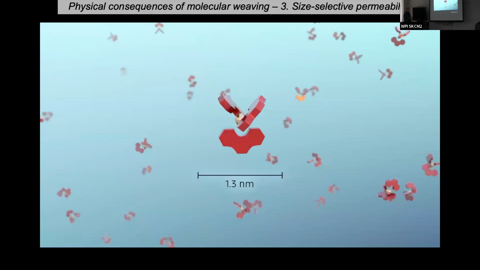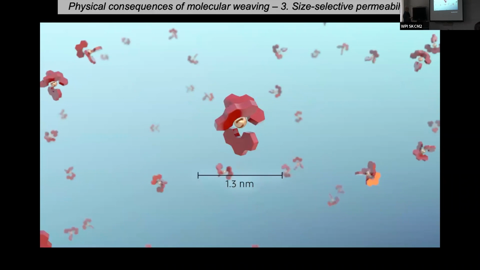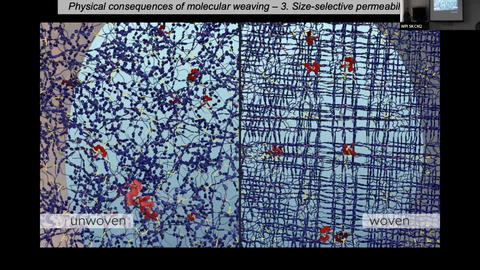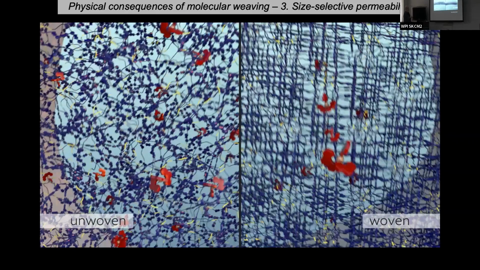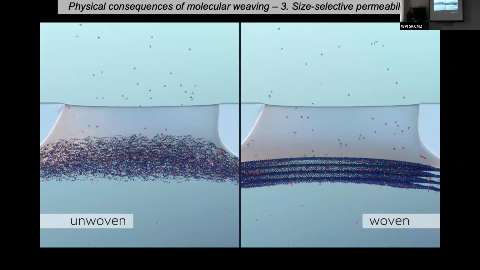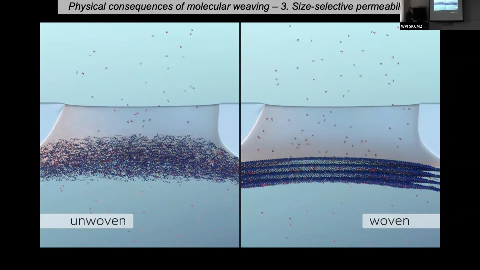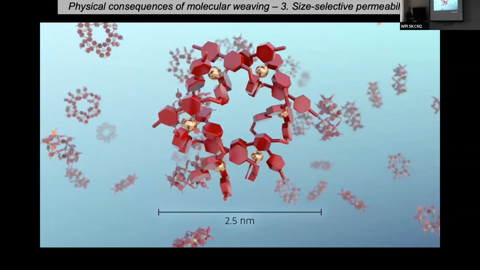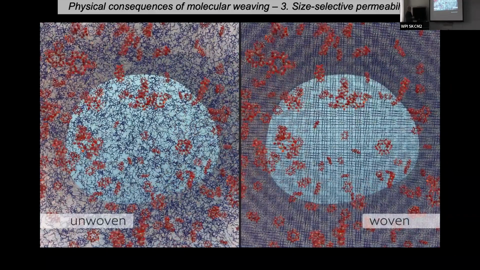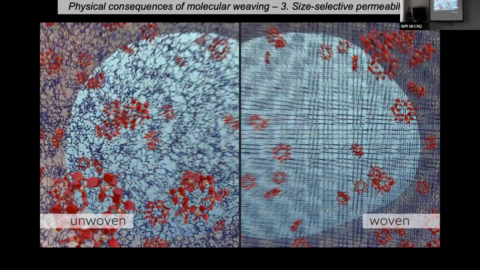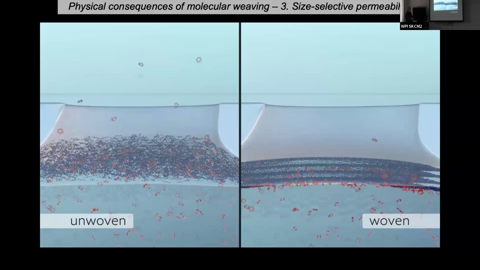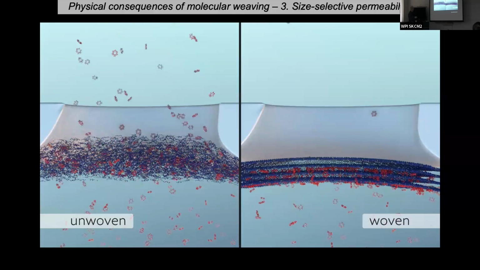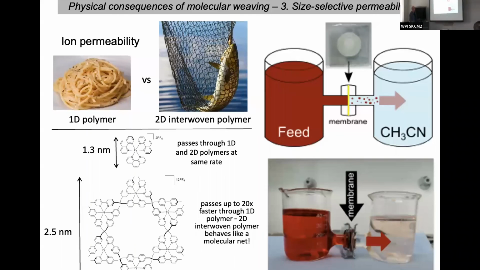When we've got the small anion, the small colored dye, that will pass through both types of material because it's smaller than the holes in the net, so it just passes through. But if we take the larger colored metal complex, this is 2.5 nanometers, so it's bigger than the holes in the net. It can still pass through the holes that we see in the 1D polymer, but it's trapped in the holes in the 2D woven polymer. And we see a much slower rate of passing of the dye through those systems.